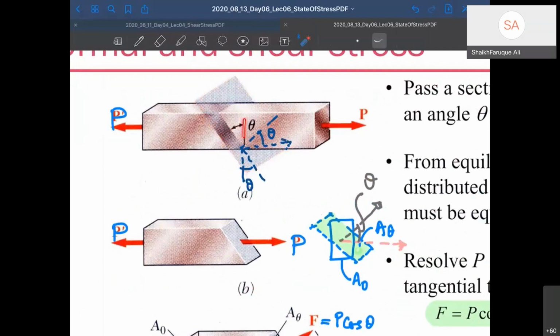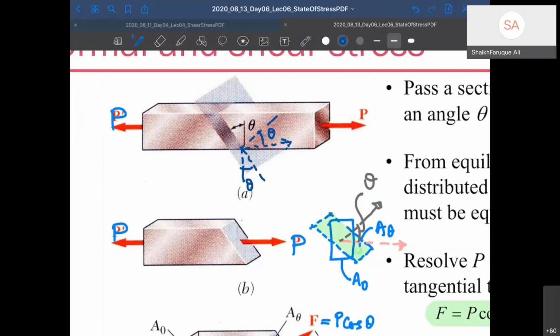If it makes an angle theta with the vertical, then my load is like this. This is my load P, as you can see. It goes horizontally like this, so that will also make an angle. Okay, let's take the cross section. So I've taken the cross section, so it has been cut out now. The other part is gone. So this part will have the P force.